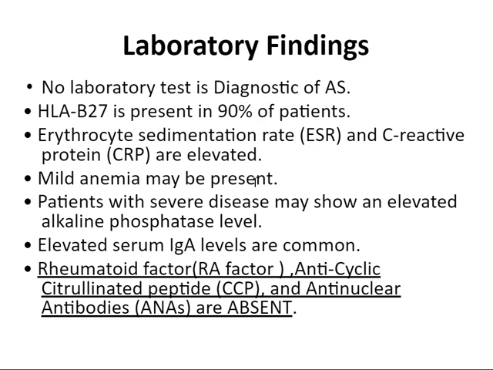anemia may be present. And patients with severe disease show elevated alkaline phosphatase levels. And elevated serum IgA levels are common. See, RA factor, anti-CCP, ANAs are negative. They are absent because it is a seronegative arthritis. So, the RA factor and other autoantibodies will be absent.